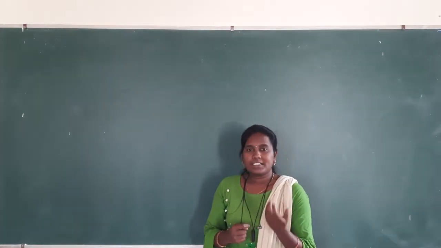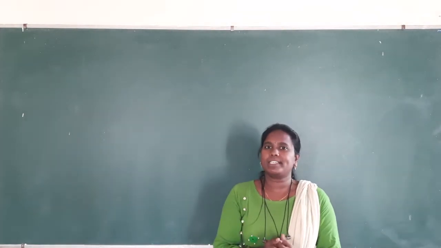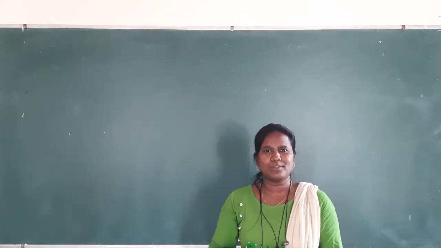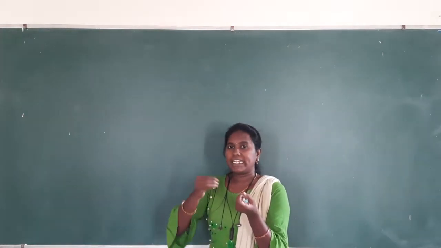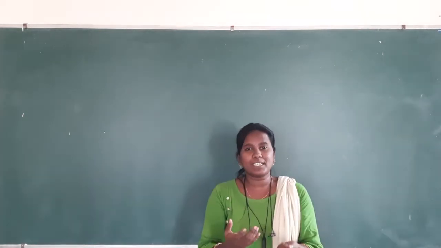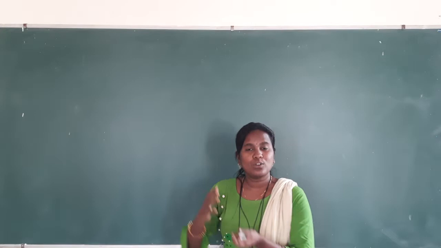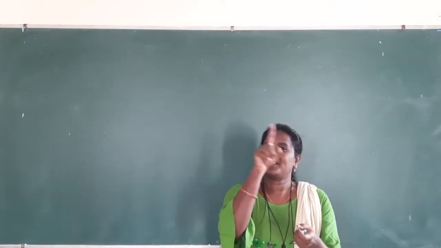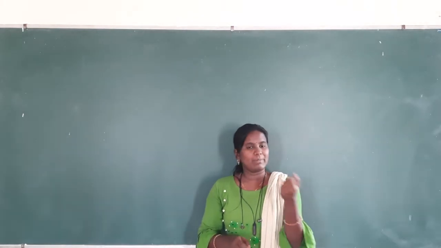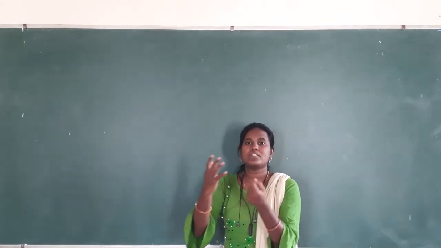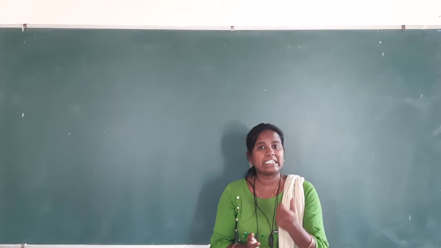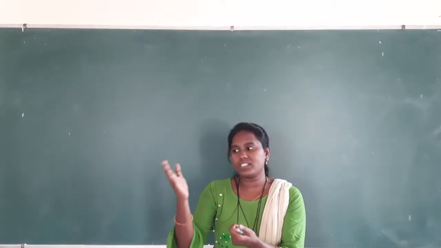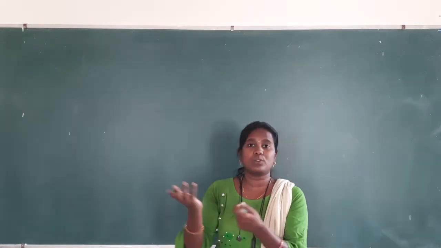Now let us go with multiplication by 0. No need to write it on the board, because whichever integer you multiply by 0, the product is always 0. So multiplication by 0 gives 0, whichever integer it may be. For any integer a, a into 0 is 0, which is the same as 0 into a.